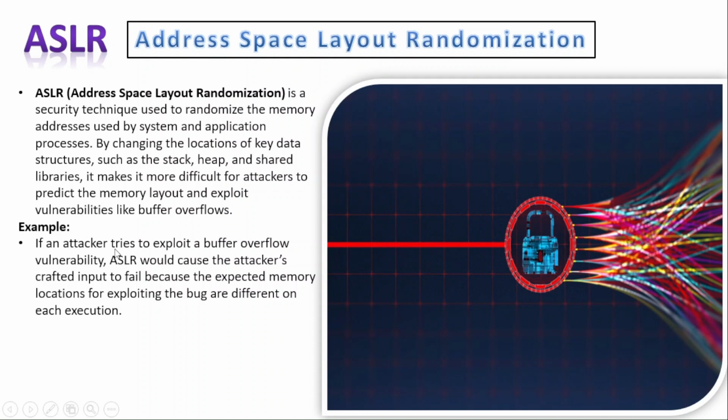Example, if an attacker tries to exploit a buffer overflow vulnerability, ASLR would cause the attacker's crafted input to fail because the expected memory locations for exploiting the bug are different on each execution.